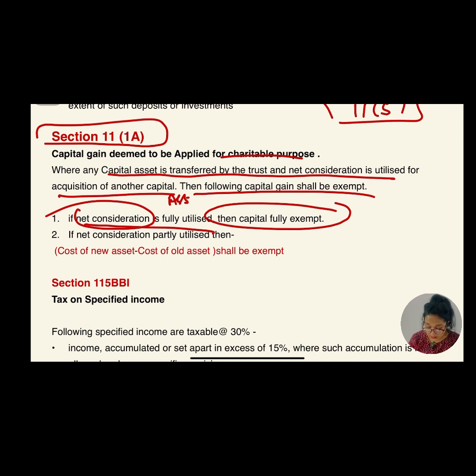But what if the net consideration is partly utilized? In that case, cost of the new asset, okay, the cost of the old asset is to be reduced from this. Cost of new asset less cost of old asset shall be exempt. The remaining amount would be taxable. Okay, hope this point was clear.